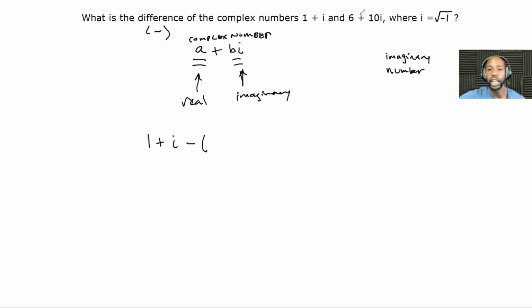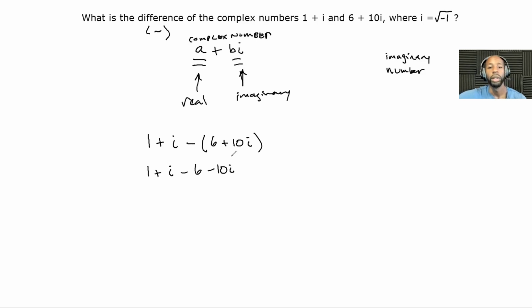now it's important to put parentheses here because when you're subtracting something that has two parts like this, you have to make sure you're actually negating it. So 6 plus 10i, we're putting that in parentheses. Now, let's go ahead and distribute the negative. So that's 1 plus i minus 6 minus 10i.